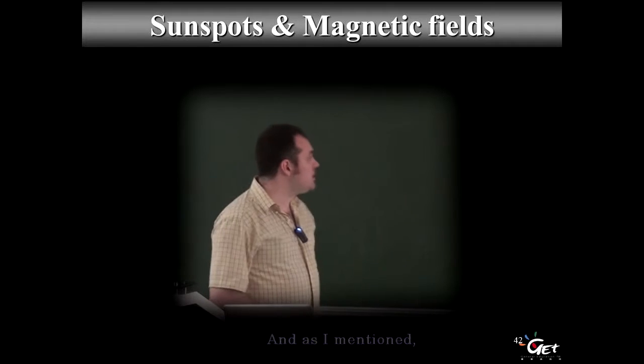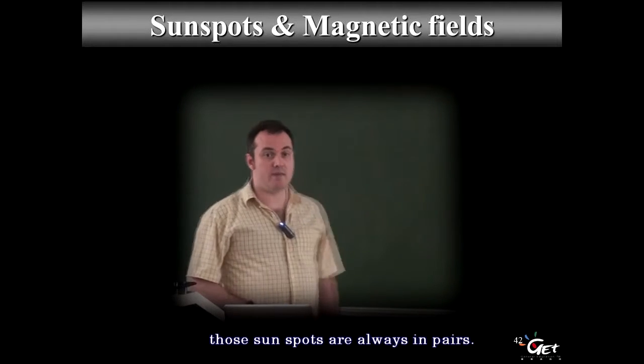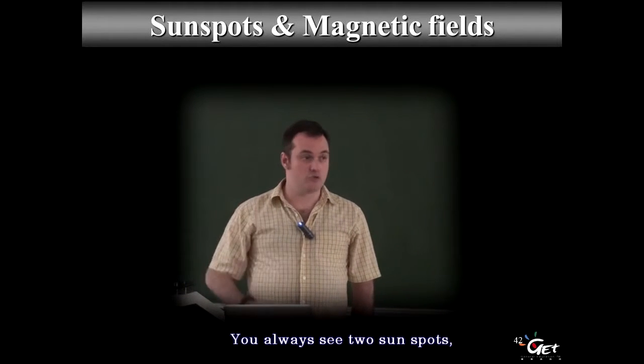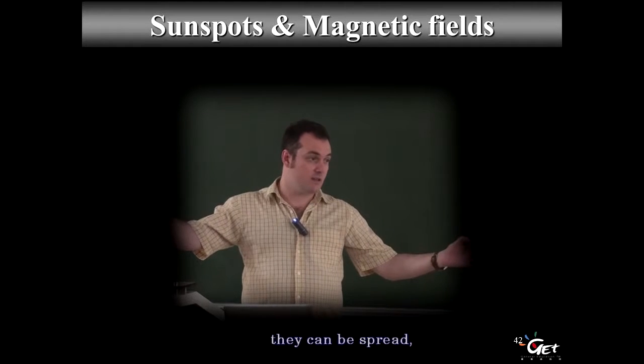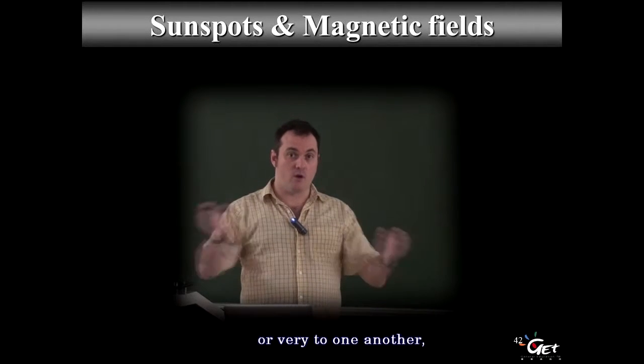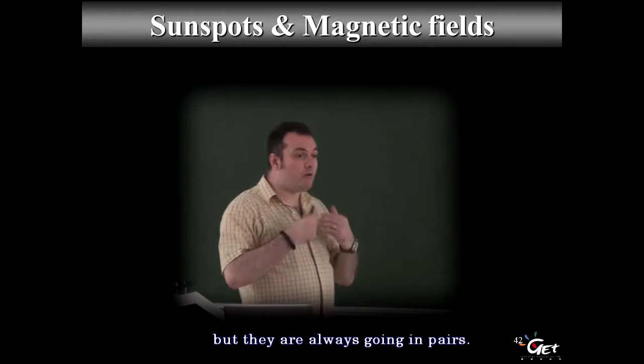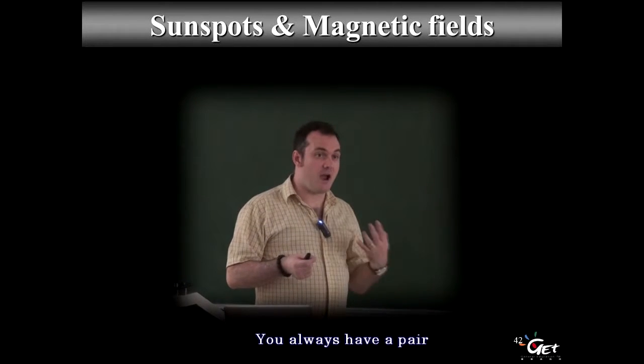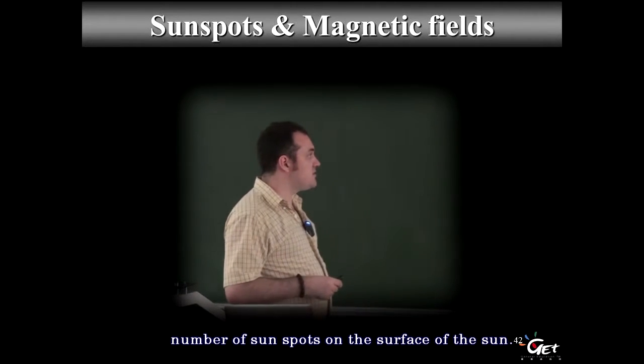And as I mentioned, the sunspots are always in pairs. You always see two sunspots. They can be spread. They can be very far away from each other or very close to one another, but they're always going in pairs. You're always going to have an even number of sunspots on the surface of the sun.